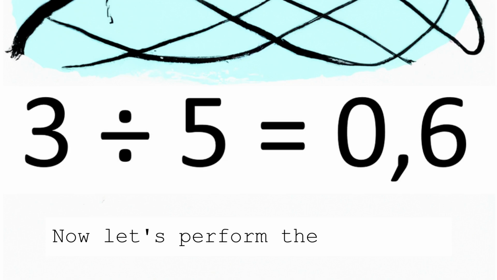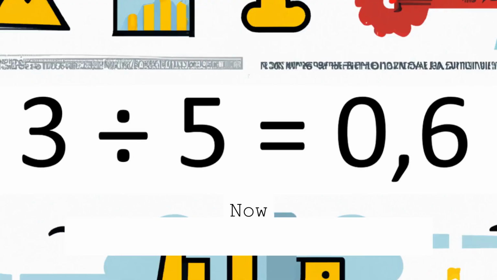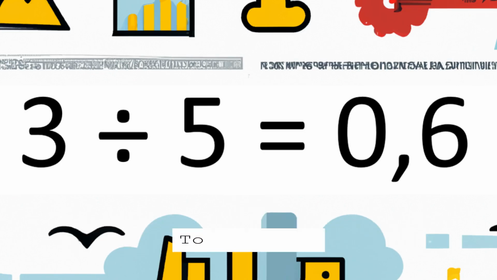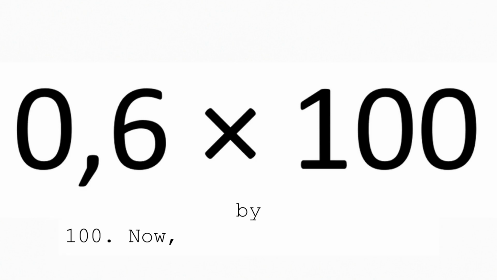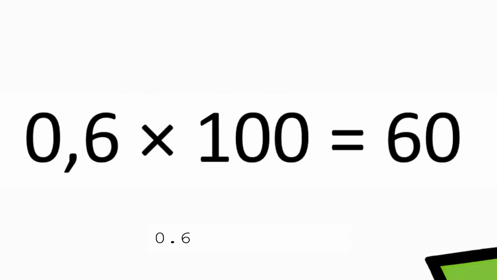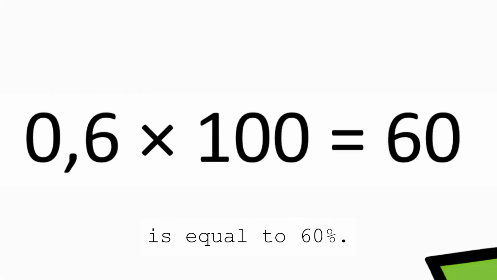Now, let's perform the division. 3 divided by 5 is 0.6. So, 3/5, when expressed as a decimal, is equal to 0.6. Now, let's take it a step further and convert this decimal to a percentage. To do this, you simply multiply the decimal by 100. Now, let's calculate it. 0.6 multiplied by 100 is 60. So, 0.6, when expressed as a percentage, is equal to 60%.